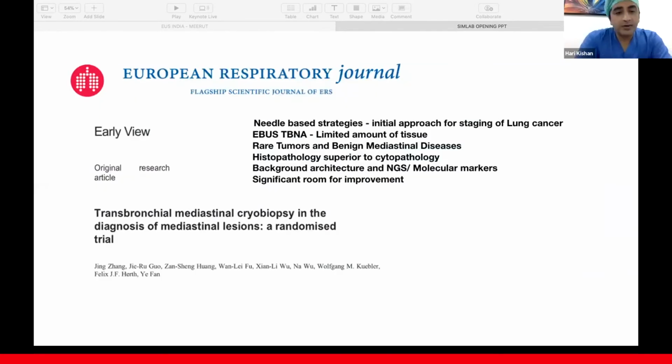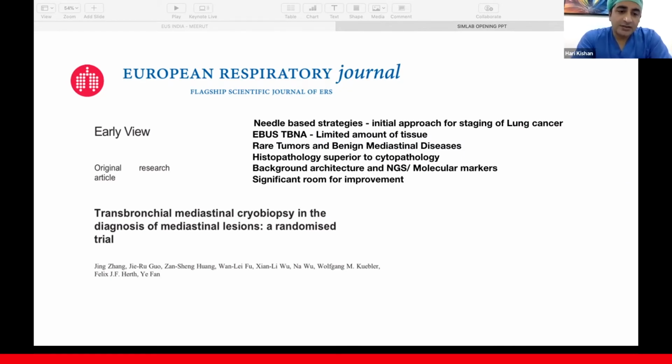So one more thing I would like to focus on today is something in which we are newer and earlier than the gastro sector when it comes to diagnosing lymph nodes, needle-based strategies, the initial approach for lung cancer. But with EBUS TBNA, there is definitely a limited amount of tissue. Some rare tumors and benign mediastinal diseases will need repeated EBUS TBNA procedures. And histopathology is always superior to cytology. These are all established facts.